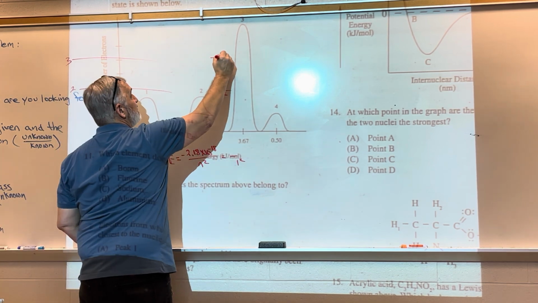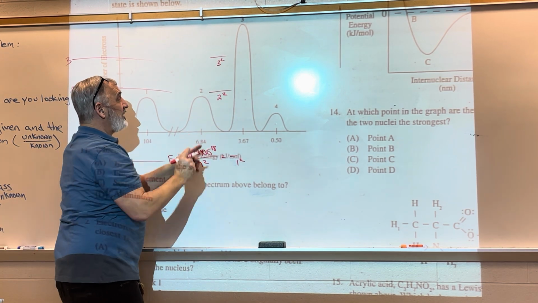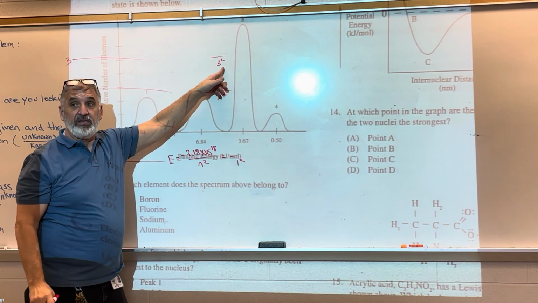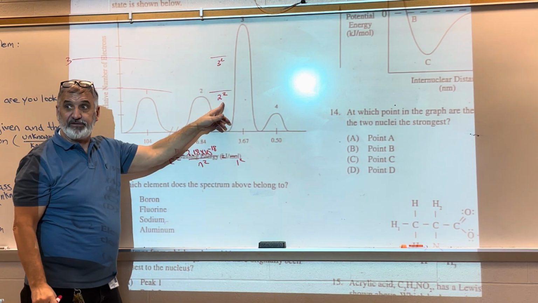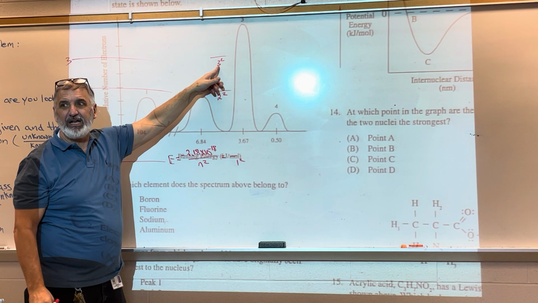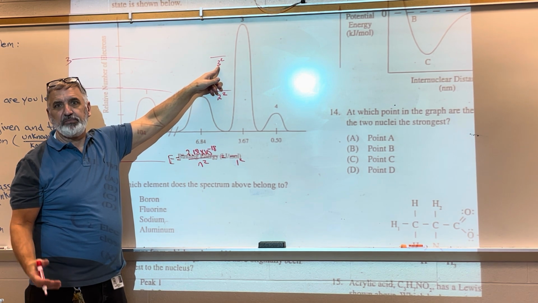But then this one is going to be divided by 3 squared. So now we're going from 4 to 9, instead of going from 1 to 4, that's 4 times. Now we're going from 4 to 9, which is only 2.25.